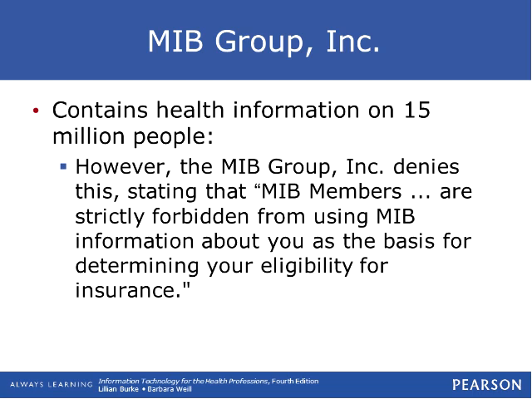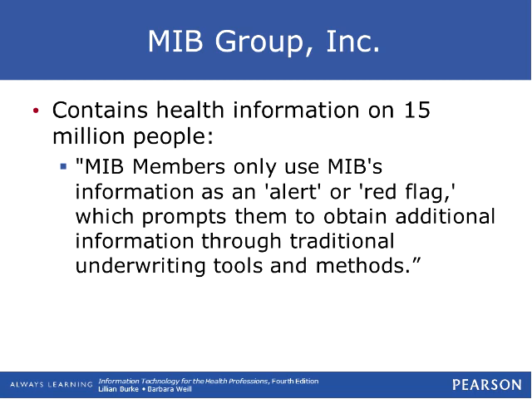Now, this contains health information of 50 million people. However, the MIB Group denies this, stating that MIB members are strictly forbidden from using MIB information about you as a basis for determining your eligibility for insurance. I hear that, but the documentation doesn't suggest that. MIB members only use MIB's information as an alert or red flag, which prompts them to obtain additional information through traditional underwriting tools and methods. That's kind of a sidestep.